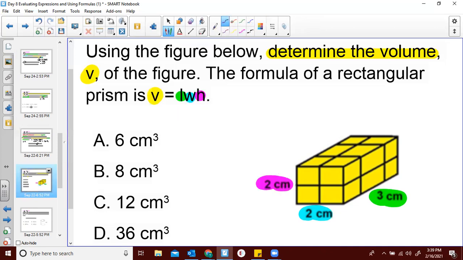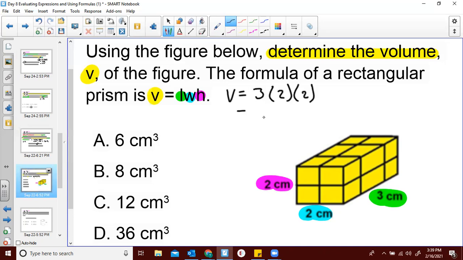All right, so I think using Desmos for this is probably a waste of time because you can just go V equals 3 times 2 times 2. And if you do that, you get 6 times 2. You're just going to get 12 centimeters cubed, and cubed because we're talking about volume.